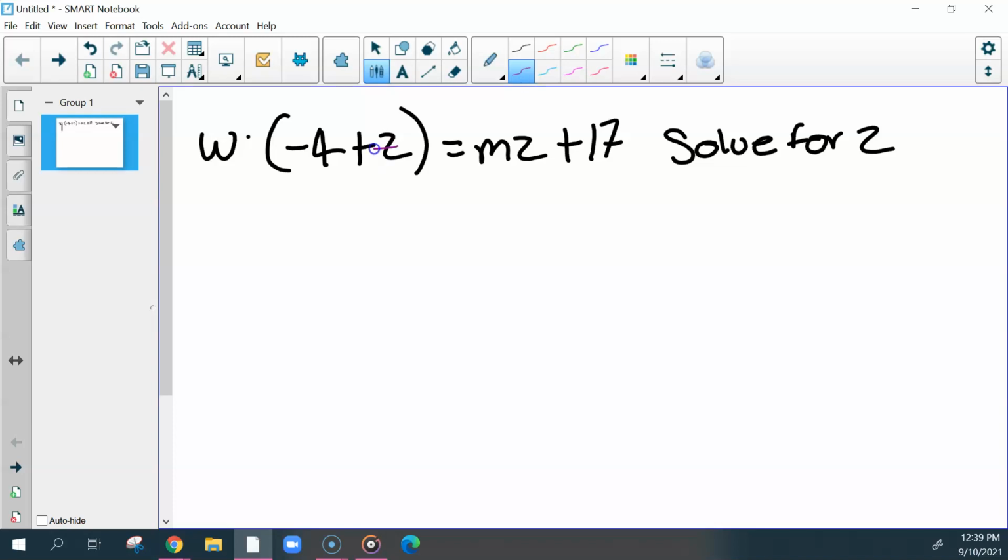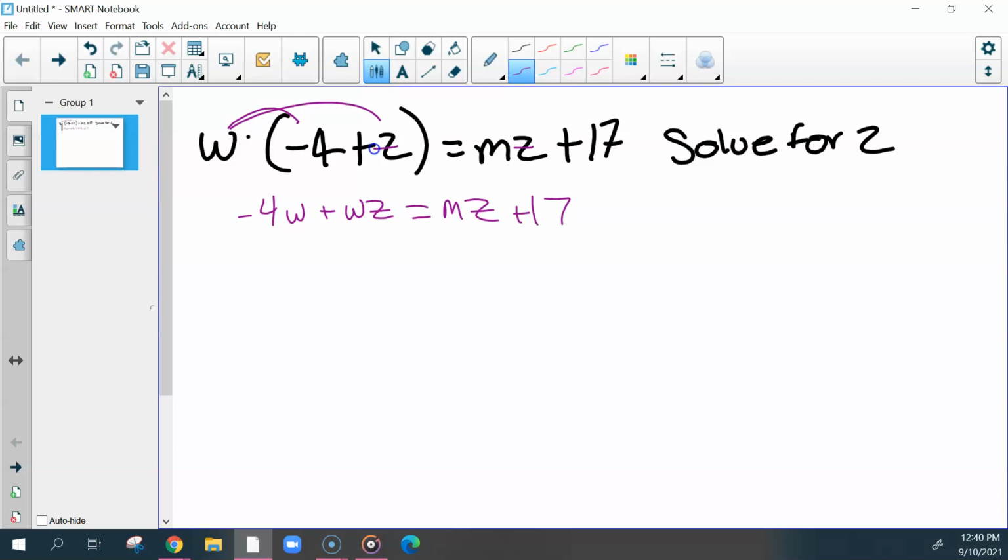So I'm just going to put lines through this. So these are Z's. We need to get all the Z's on the same side. Right now I have one inside parentheses and one on the other side. So to get this outside of the parentheses, I actually need to distribute this W. So I have negative 4W plus WZ equals the rest of this.